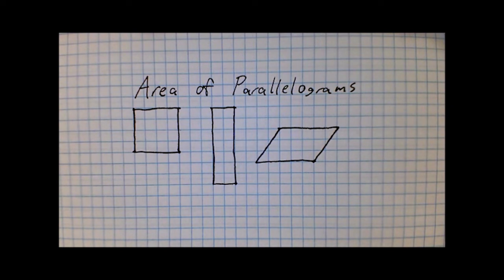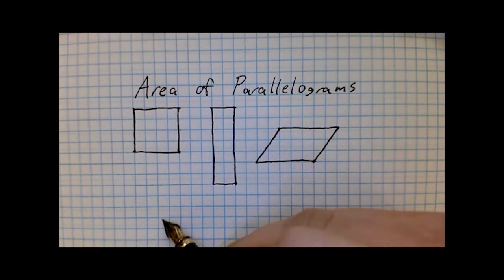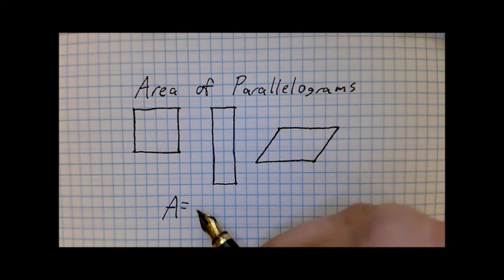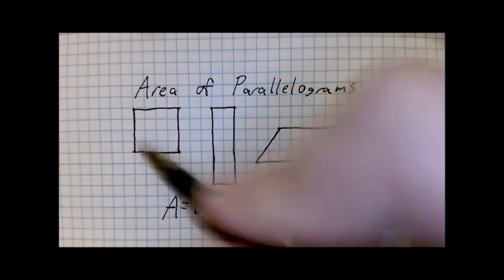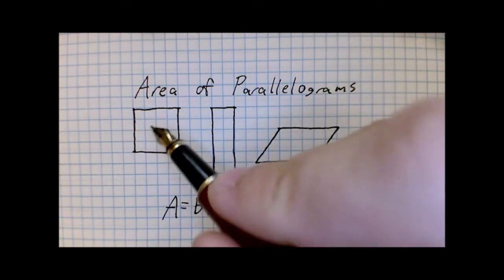So, for starters, let's figure out what the formula is for the area of a parallelogram. The area of a parallelogram is found using the formula area equals base times height. And it's written out just like this, with capital A representing area, the B representing the base, and the H representing the height. So let's start by finding out what the dimensions are of this square.